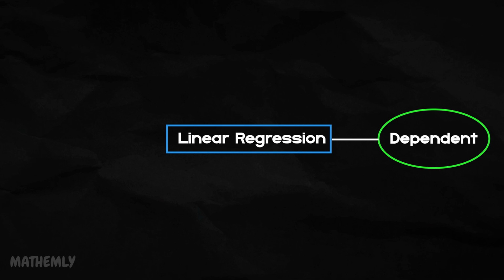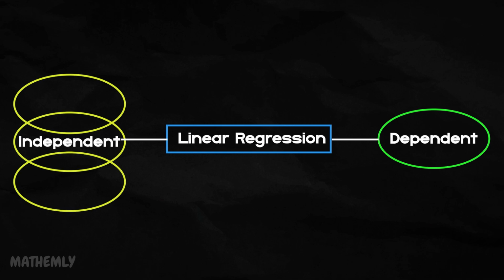you want to predict, and one or more independent variables, the inputs or features. While simple linear regression focuses on one independent variable, multiple linear regression extends the concept by involving multiple independent variables. Let's break it down with an example.